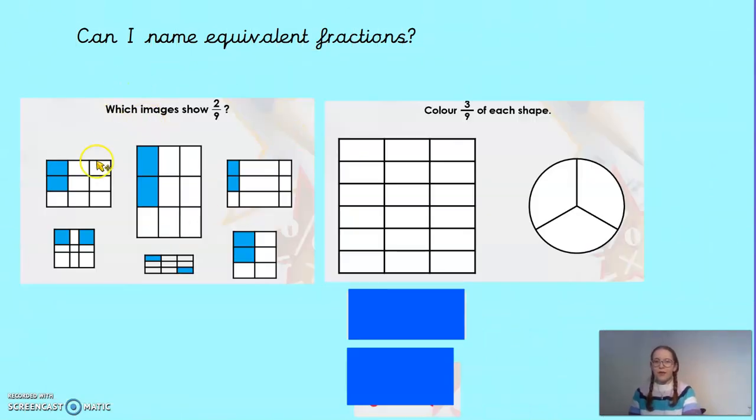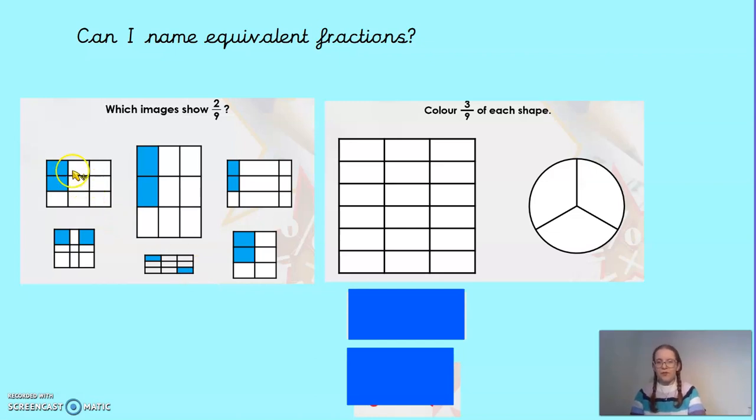Okay, so we're going to look over here to start with. This question says, which images show 2 over 9? Which images show 2/9 as a fraction? Now, here I've got a selection of 6 images. I wonder if you can work out which ones show 2 out of 9. Now, things to remember is every part must be equal and the whole must be 9. Okay, so have a think, which ones do you think are showing 2 over 9 or 2/9?